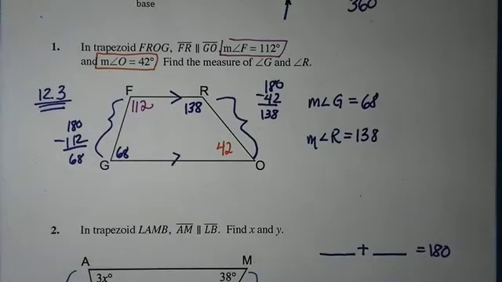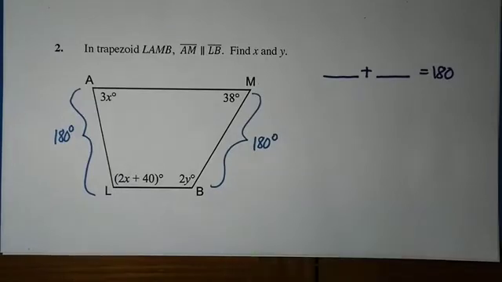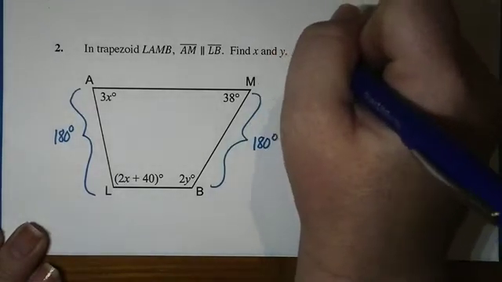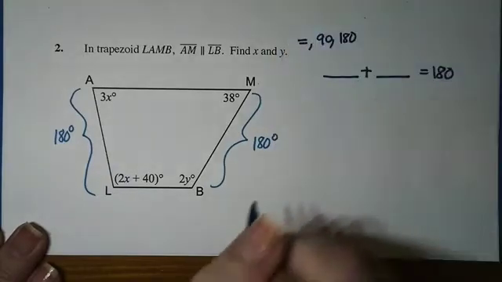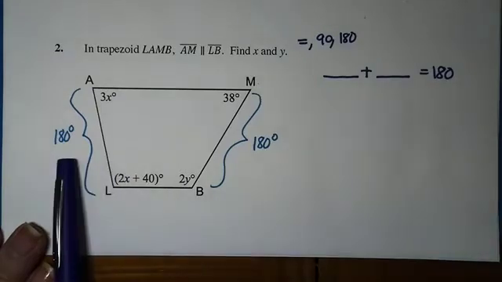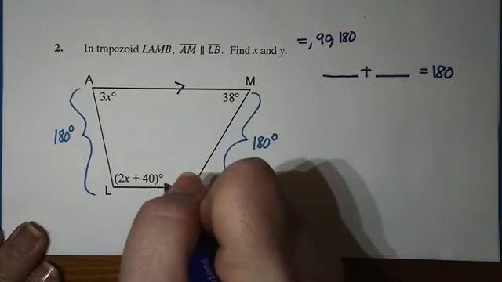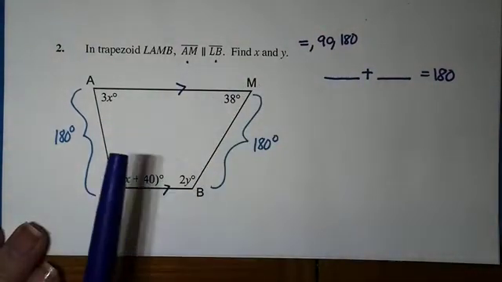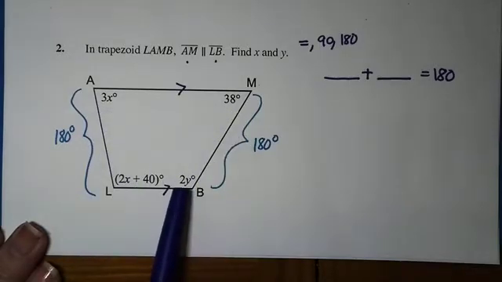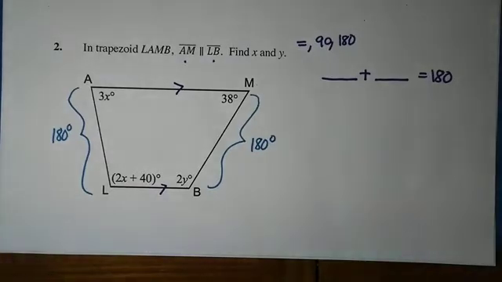All right, now number 2 has some variables in play, but it's not really changing here. We have equations to set up. So normally we're looking to set things equal to each other, add them up to 90, or add things up to 180. So the whole point is, again, if two lines are parallel and AM is parallel to LB, then these same side interior angles add up to 180. So that's the format of both of your equations.